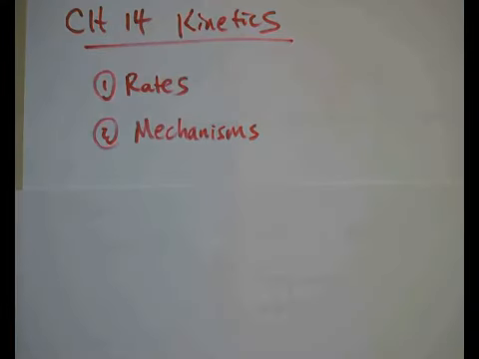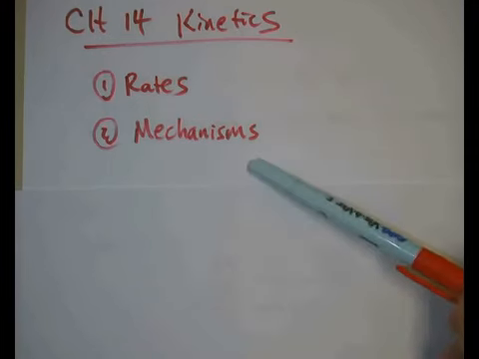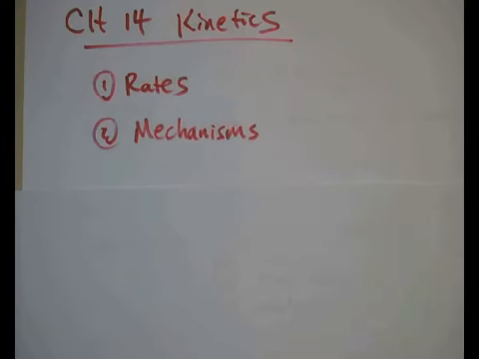Chapter 14 is divided into two parts. First of all, determining rates and what causes the speed of a reaction to be what it is. And second of all, to determine the mechanism or the makeup of the chemical reaction. We're going to take a number of pages of notes, so make sure you have a bunch of paper out. Pause the video as you need to along the way.